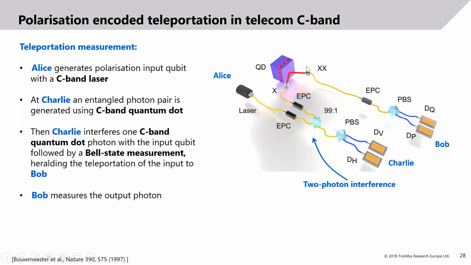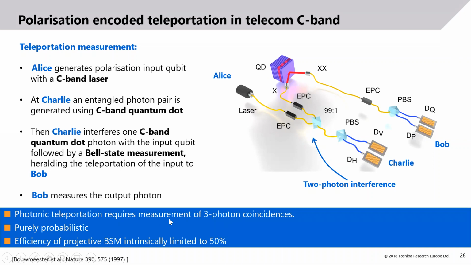At Charlie, we also have our entangled photon pair source. We use the exciton photon to interfere with the incoming qubit and do our Bell state measurement based on the two-photon interference. And this then heralds the arrival of the photon, the bi-exciton photon in this case, at Bob's station. And we can then compare the qubit that arrived at Bob, or the polarization of this qubit, with whatever Alice was sending in to check whether our teleportation has worked.